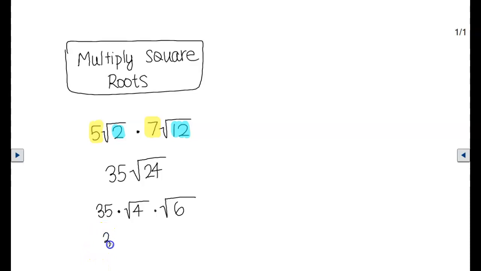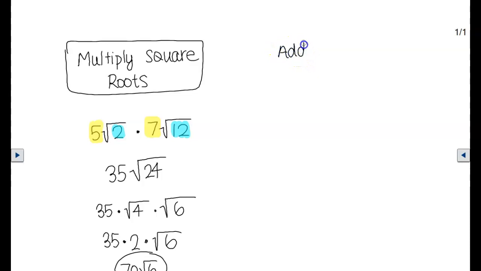All right, simplifying a little more, we know that the square root of 4 is 2. So this becomes 35 times 2 times the square root of 6. And in the end, 35 times 2 is 70, so we end up with 70 square roots of 6 as our answer. So that is one thing that we know how to do. We multiply. Outside times outside, inside times inside, and then we simplify our answer.